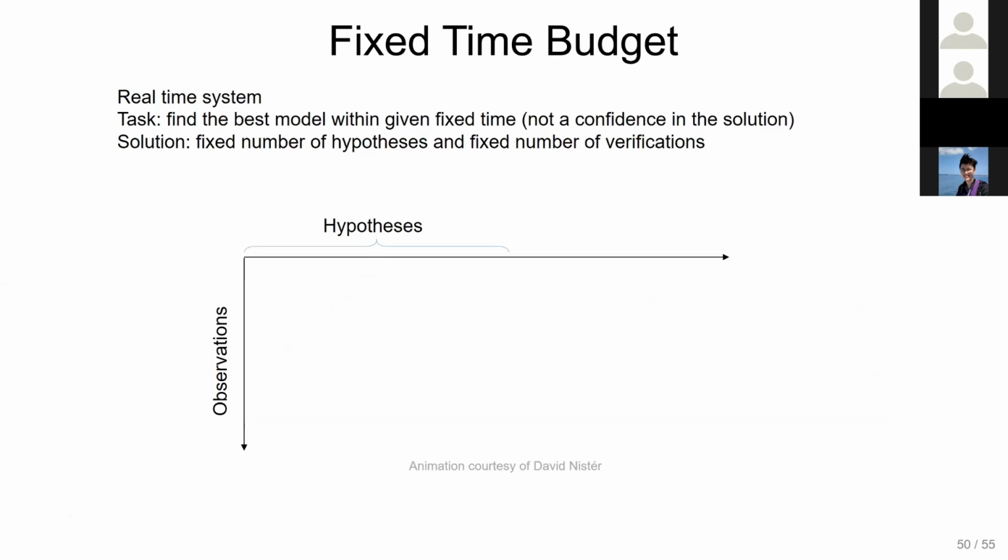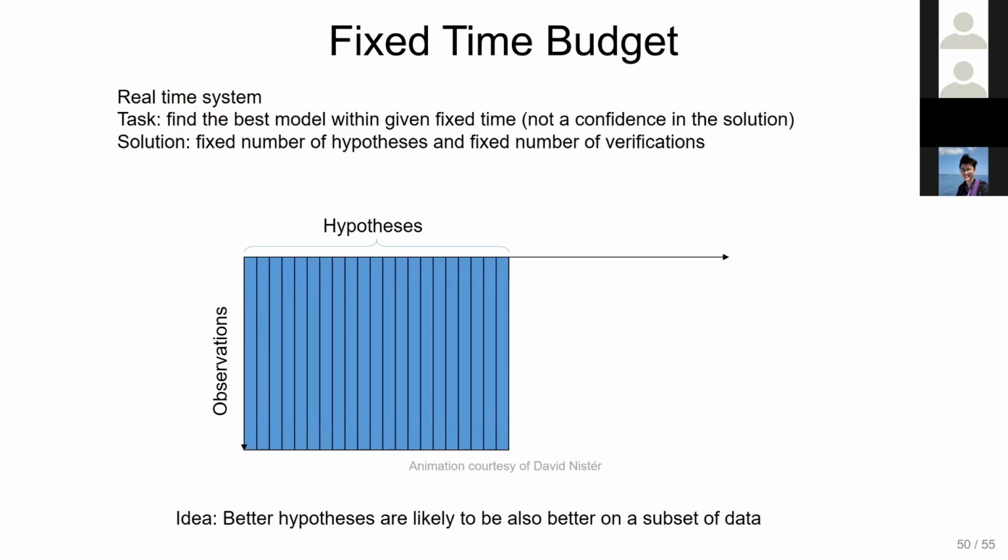So in previous tasks, we were interested in a certain confidence in the solution. Here, this is designed for real-time systems where you need to estimate the best model you can within a fixed time budget. So if you are given this time budget, what you can do is compute how many hypotheses you are able to generate and verify, and then go and generate that many and verify and pick the best one.